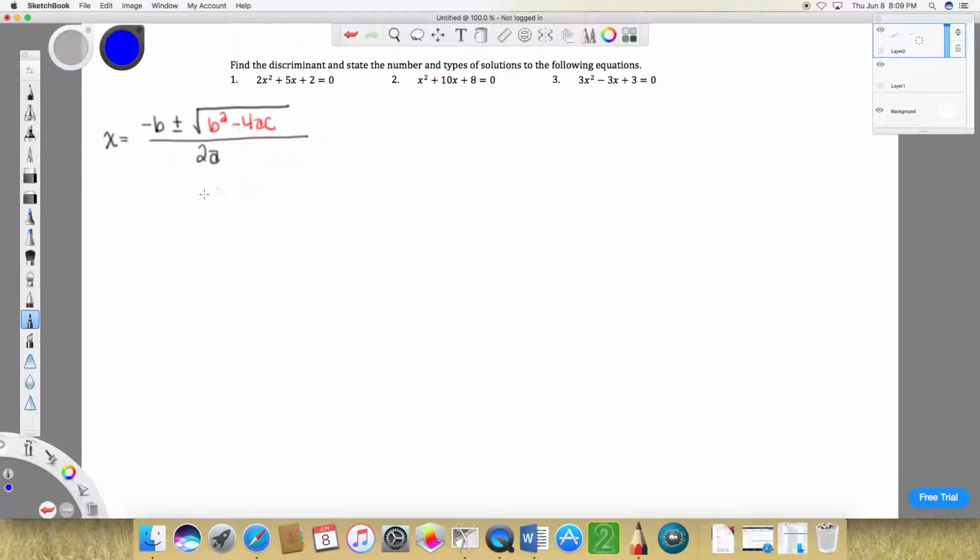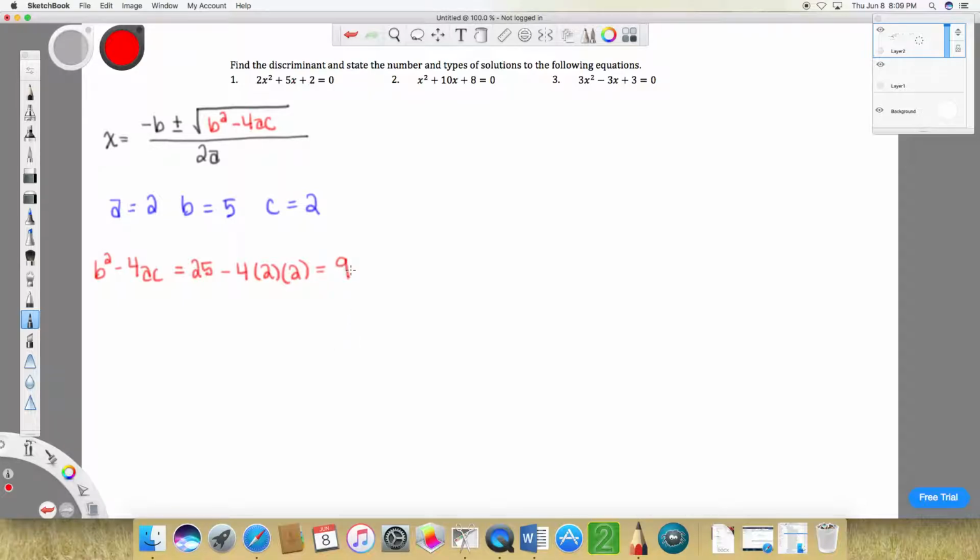Let's identify A, B, and C. A is equal to 2, B is equal to 5, C is equal to 2, because this is given to us in standard form. So this discriminant is b squared minus 4ac, and we can figure out what that number is. B squared is 5 squared, which is 25, minus 4 times 2 times 2. That's 16. 25 minus 16 is 9.